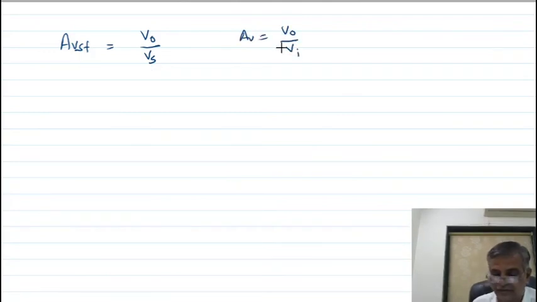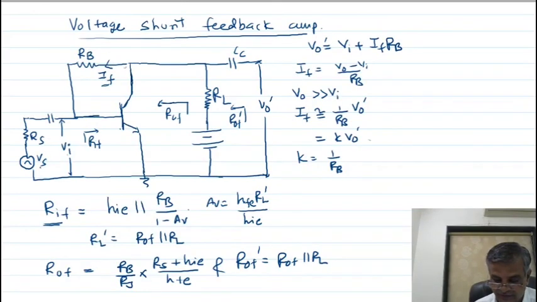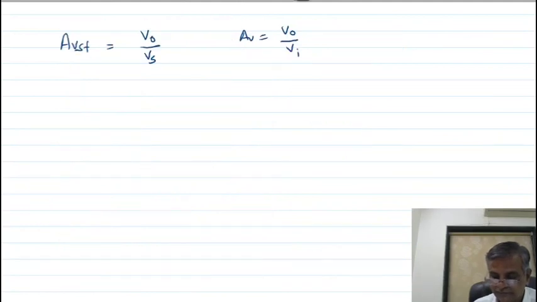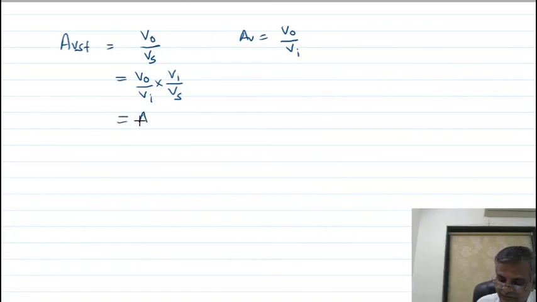Av is nothing but the voltage gain with respect to Vi. You can see that both are different. Vi is this and Vs is here. So for this I can write Vo upon Vi into Vi by Vs. This is nothing but the Av.